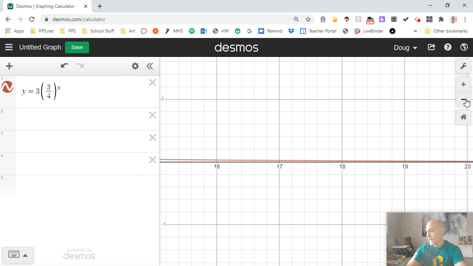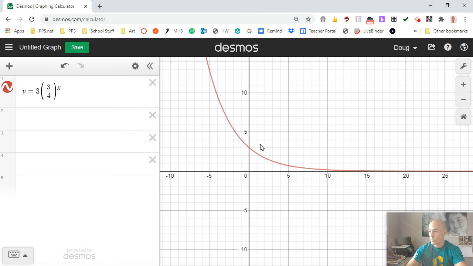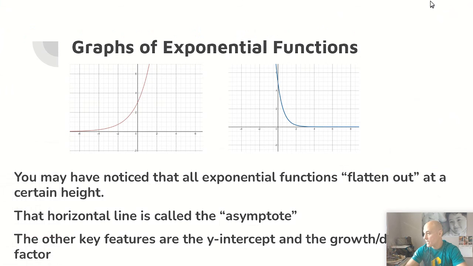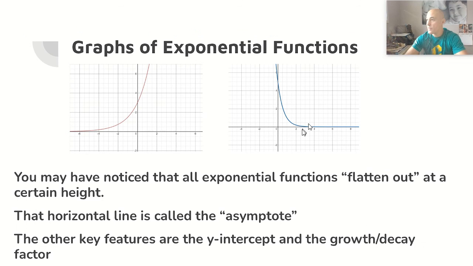So that's an amazing thing about these graphs, is that they have these asymptotes. The other key feature is the y-intercept, and then the growth factor or decay. So those are the key parts to these exponential functions: the asymptote, the y-intercept, and the growth factor or decay factor.